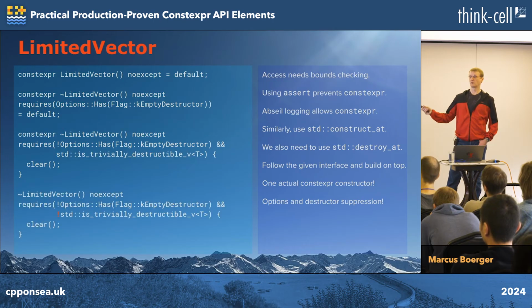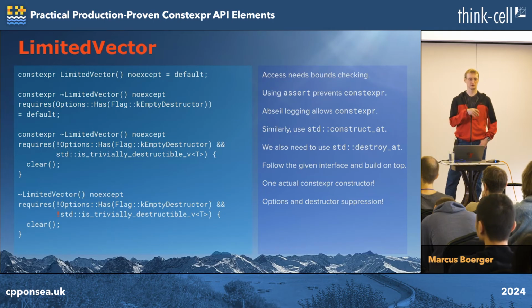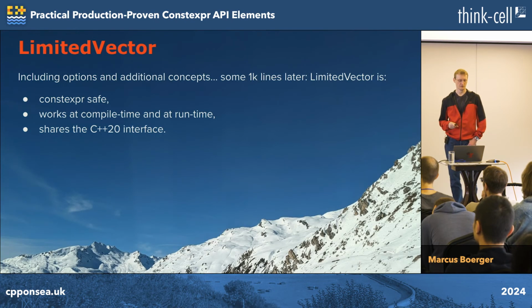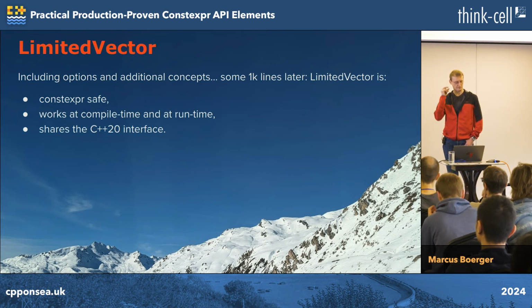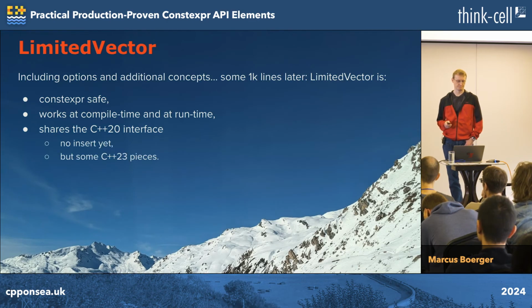So what do? Well, we just provide another one that has the opposite requirement. So we just invert the requirement. Now we have both, and now in this other destructor, we can remove the constexpr, and now the compiler is happy in all conditions, compile time and runtime. So there we go. Limited vector, constexpr safe, works at compile time, works at runtime, shares pretty much all of the C++20 interface. I couldn't be bothered yet to implement insert because there are too many versions of it. And yeah, it already has on the pro side some C++23 stuff, so it's a give or take.